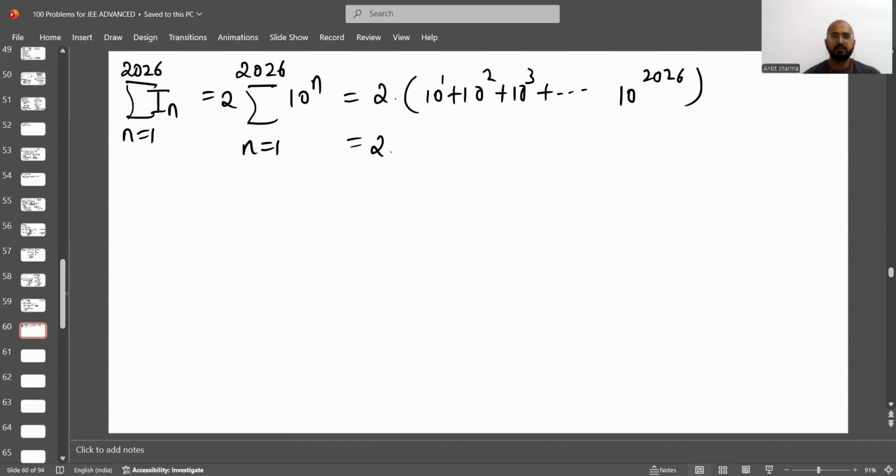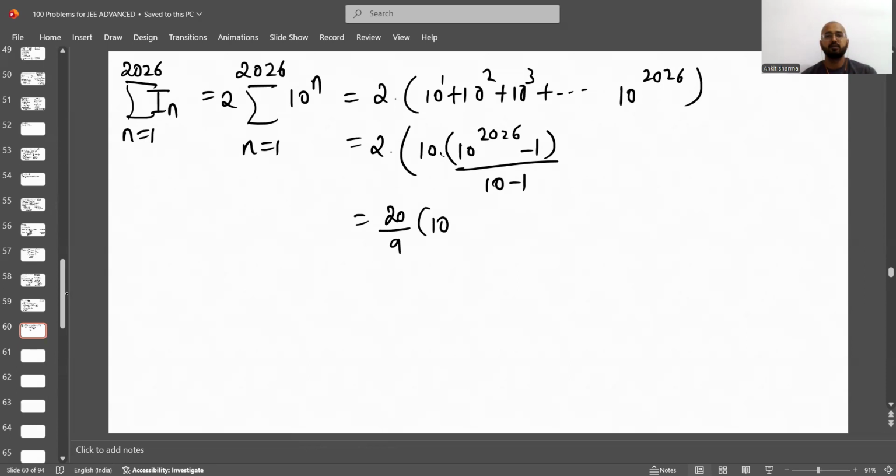So 2 will be here only. And then a is 10, into r. Common ratio is 10 again. So it will be 10 to the power 2026 terms minus 1 upon 10 minus 1. That is a times r to the power n minus 1 upon r minus 1. So I get basically 20 over 9 into 10 to the power 2026 minus 1. And that's the final answer for this.